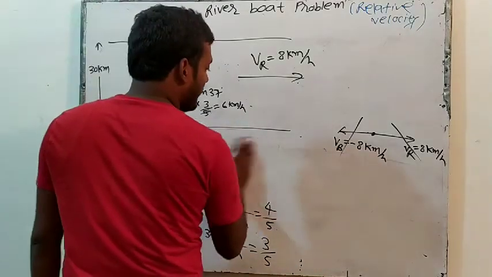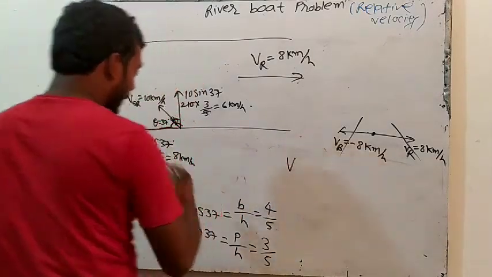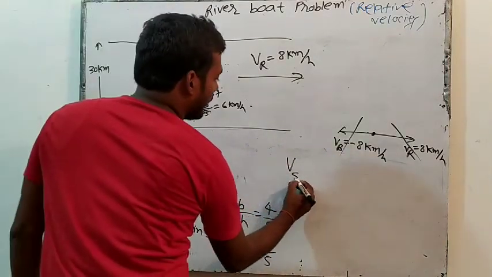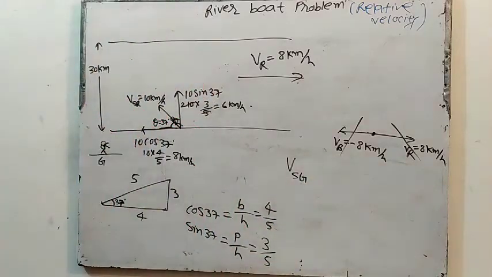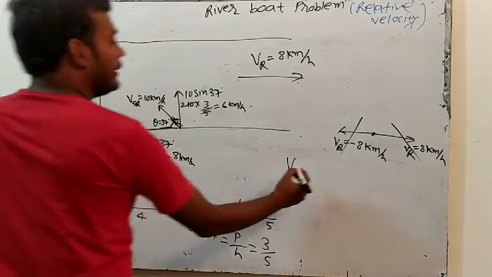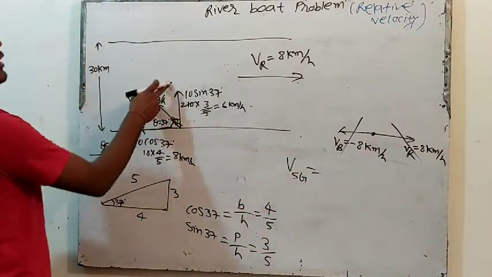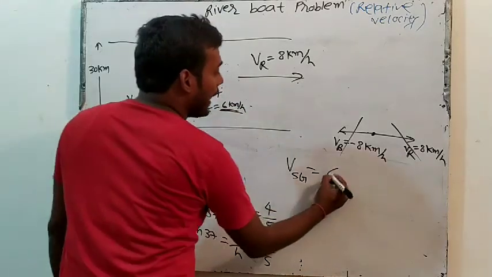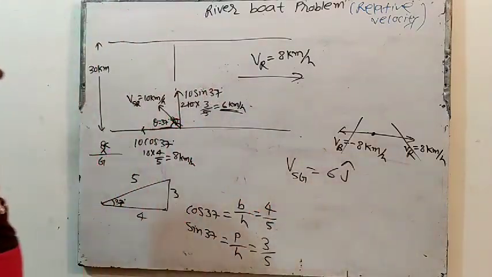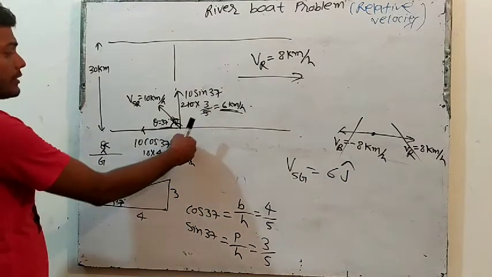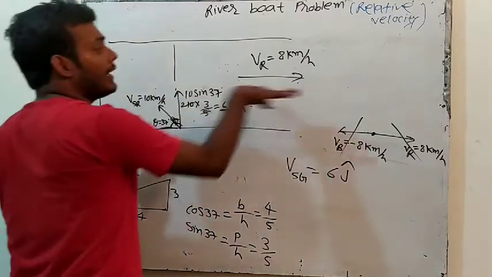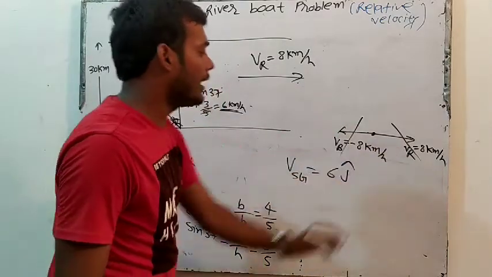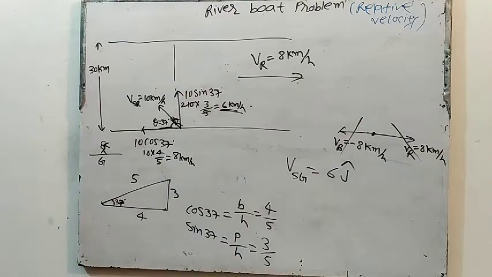So velocity of swimmer as seen by ground. What will Chetna say? Bahubali is actually only going in y direction with a speed of 6 km per hour, so this will be 6j cap. Will there be any displacement in x? No, because 8 km per hour in minus x and 8 km per hour in plus x cancel each other. Now can we find time?